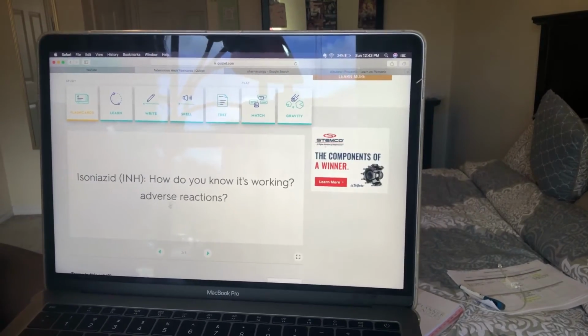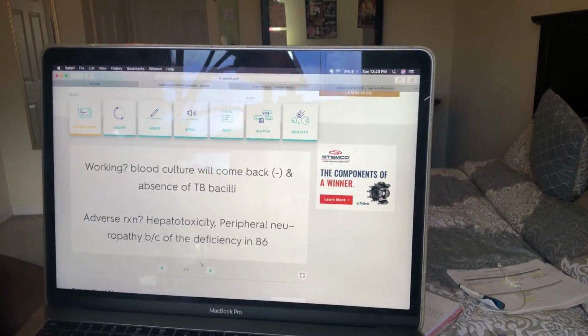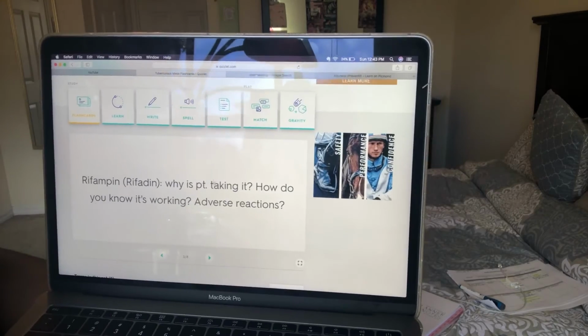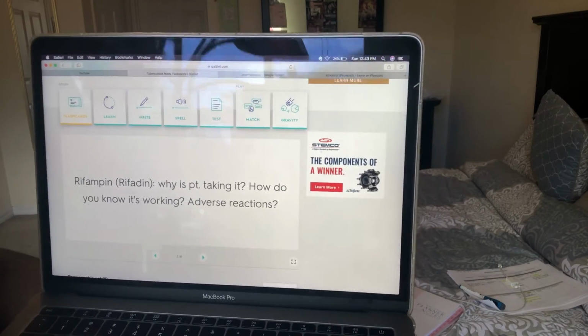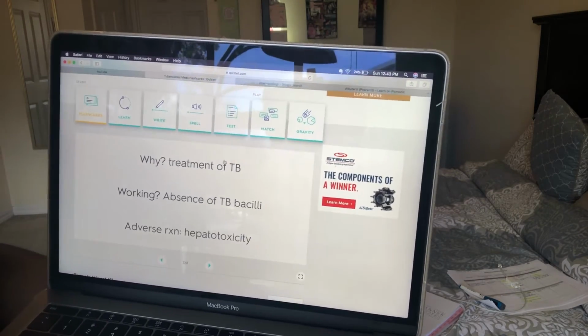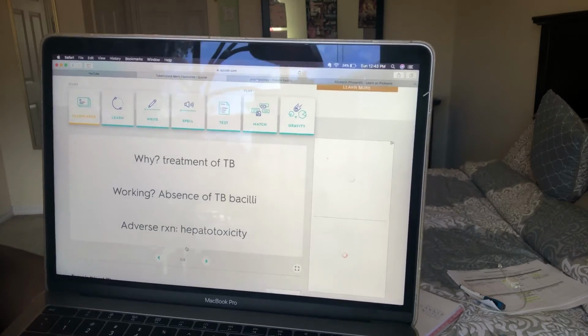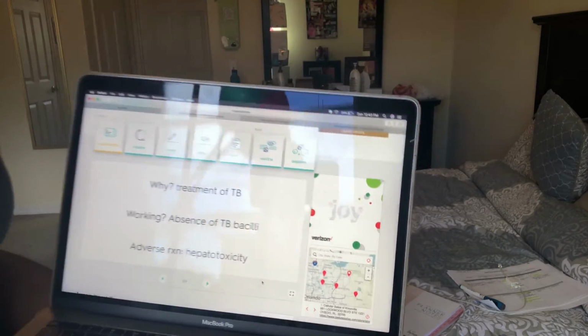How do I know it's working? What are my adverse reactions? Same things that's on the chart. Rifampin, why are they taking it? How do I know it's working? Adverse reaction. Treatment of TB, absence of TB bacilli, and adverse is hepatotoxicity. So I'll do this for my meds so that I could constantly be studying and constantly be learning the information. And I vouch for Quizlet.